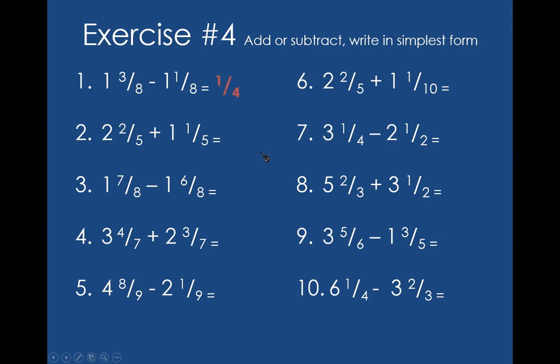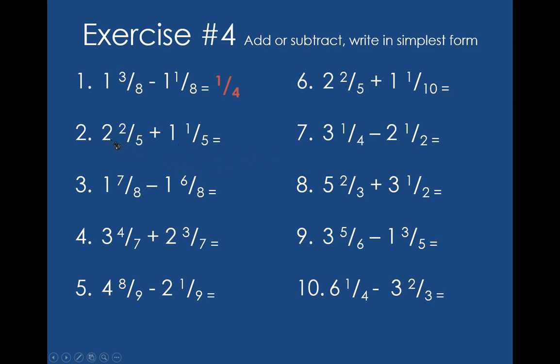1 and 3/8 minus 1 and 1/8. Simple. 1 minus 1, we remove that because it is nothing. Then, 3/8 minus 1/8, similar fractions. So, it becomes 2 over 8. What is the lowest term of 2 over 8? 1/4.